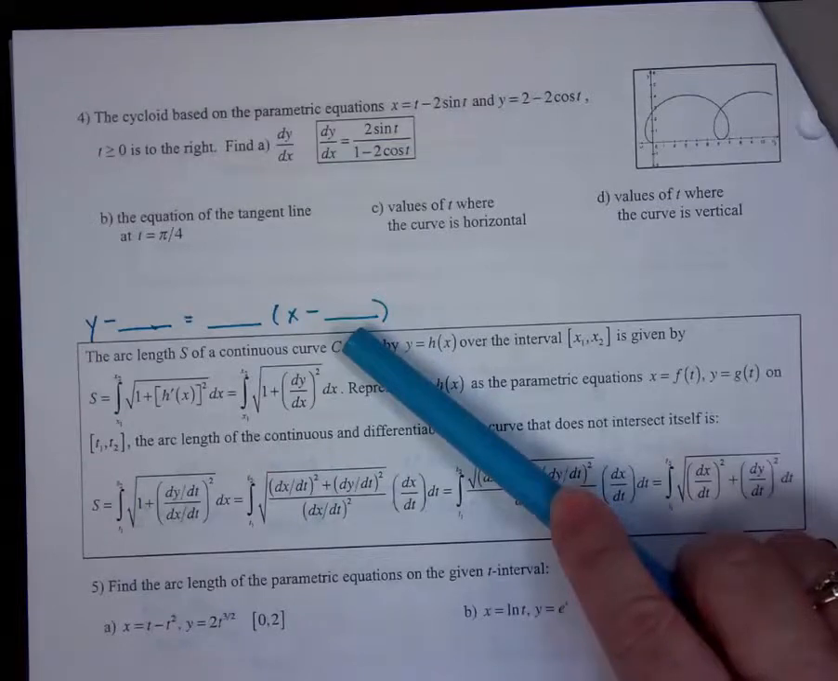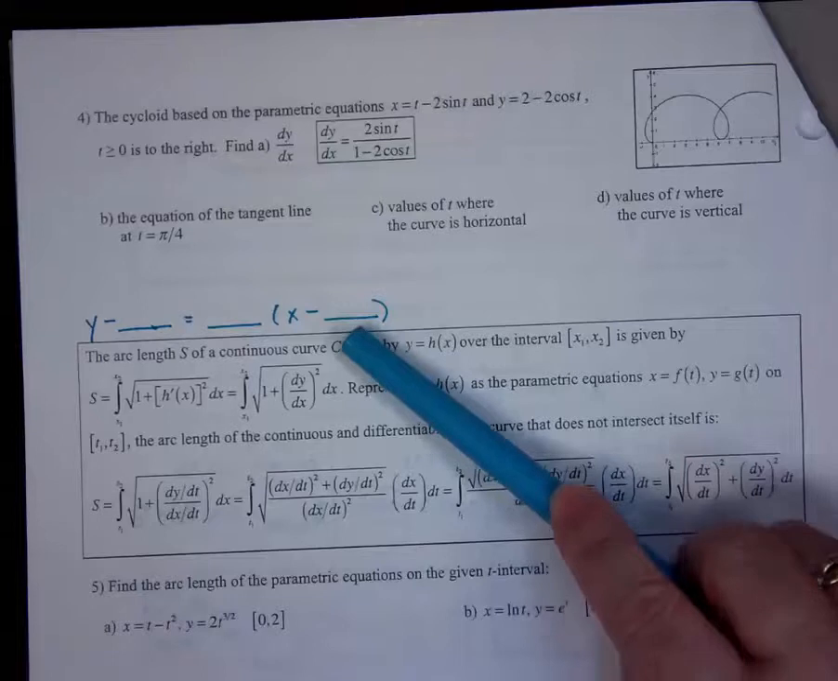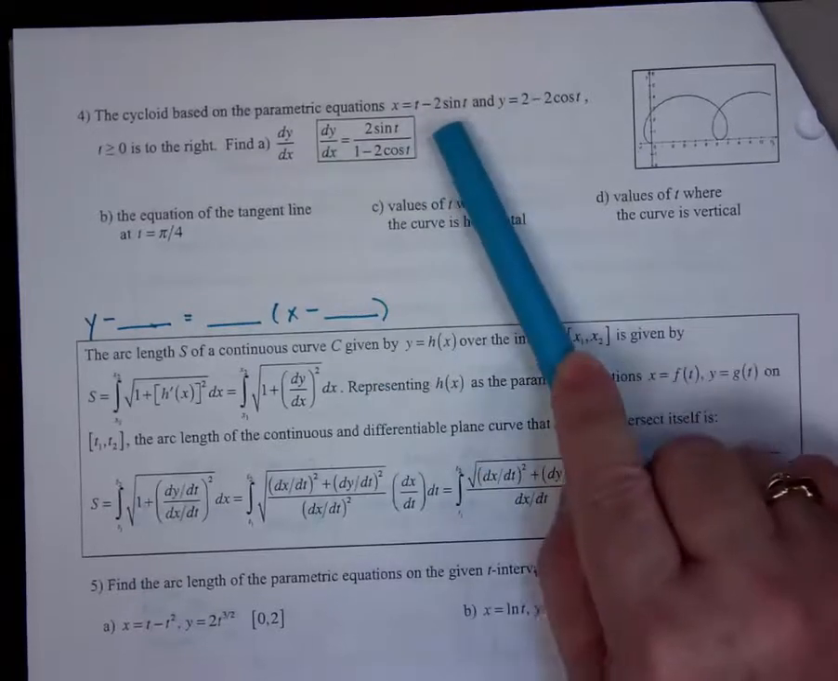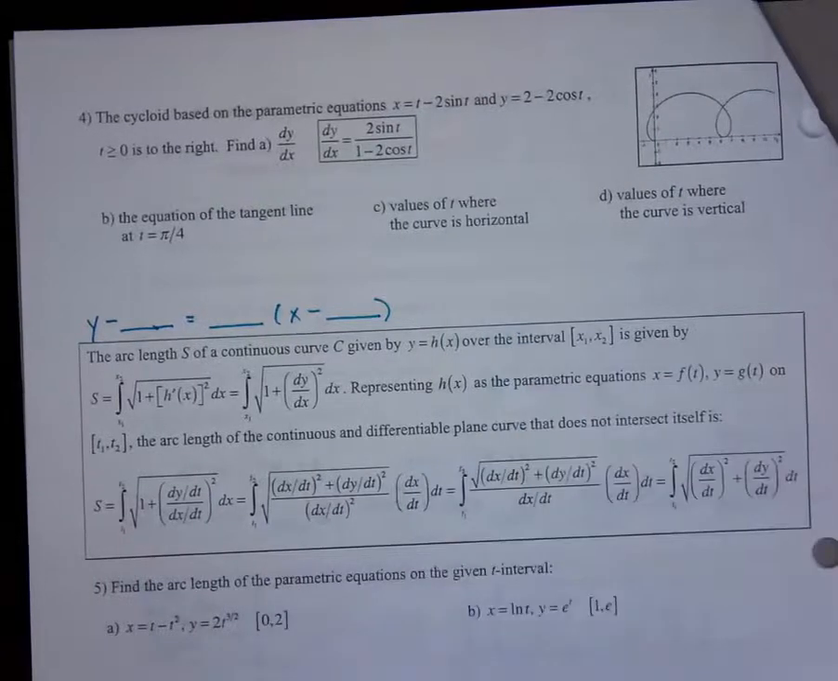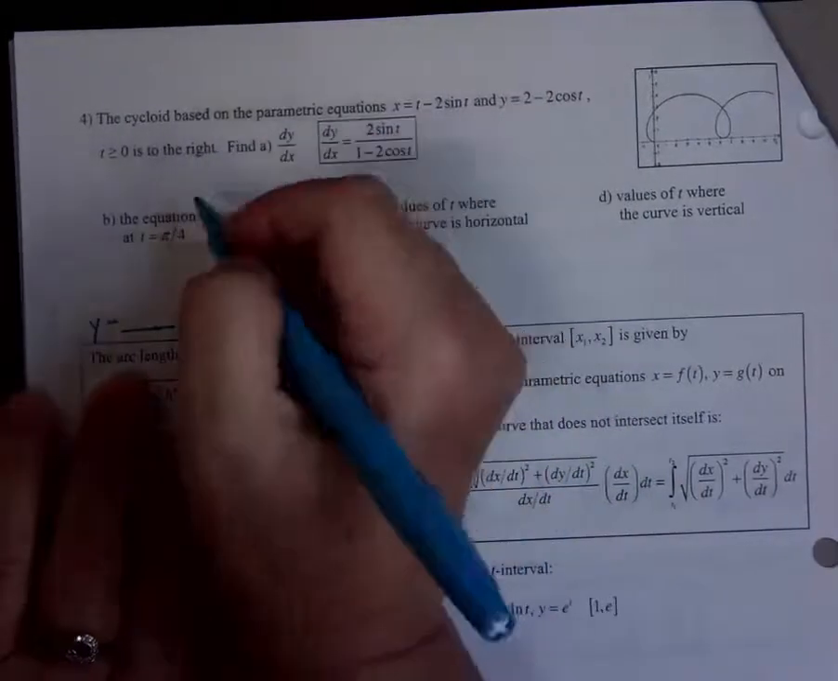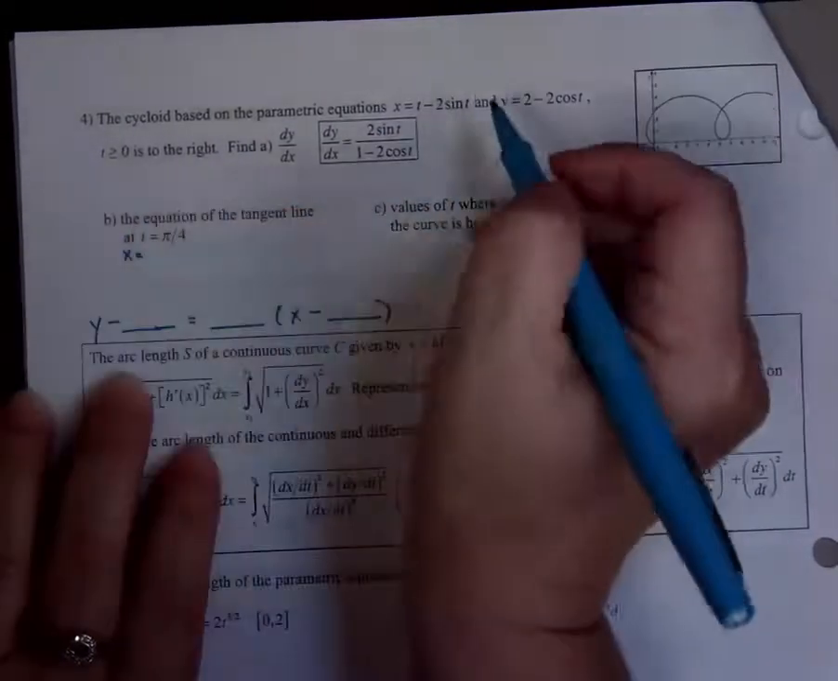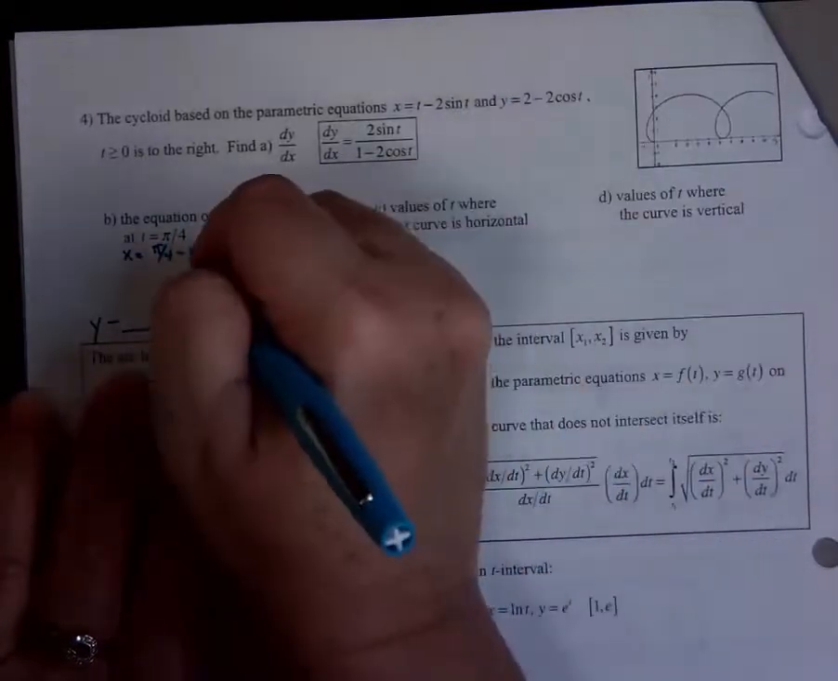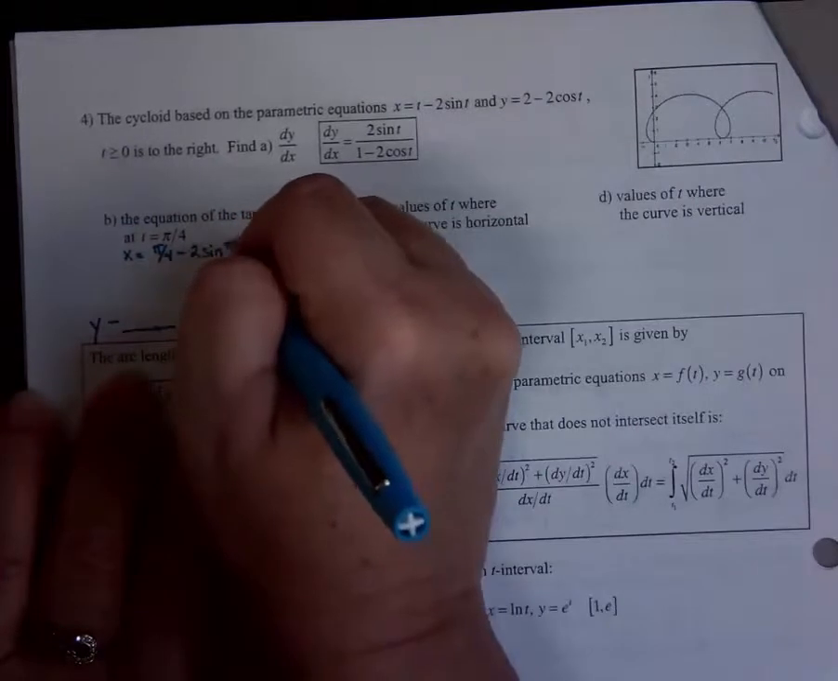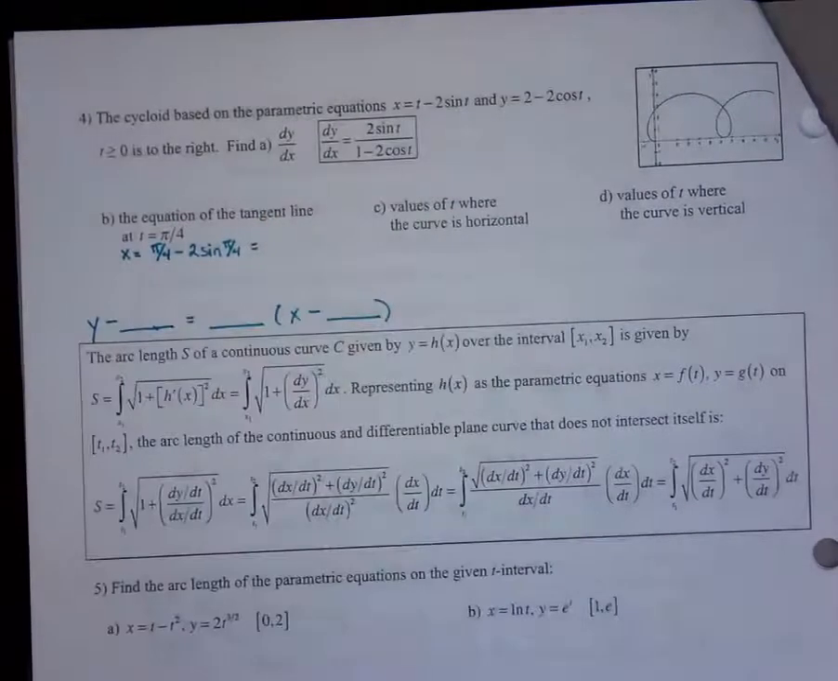Is there somewhere on this page a relationship between x and t? Yes. Where is it? The derivative? There is one in the derivative, but I want a straight x and a straight t. That's this first equation. So I'm going to plug the t in here to find my x value. Does that make sense? If I plug in t, I'll get x, and then I can put it in the equation. So x equals t, which is pi over 4, minus 2 sine pi over 4. So pi over 4 minus 2 sine pi over 4.